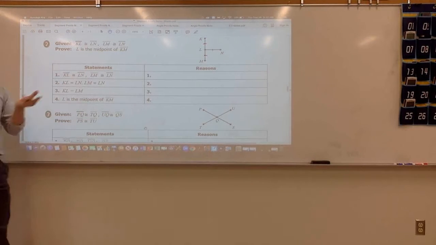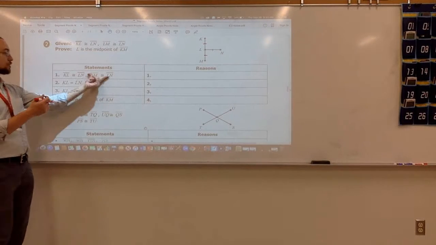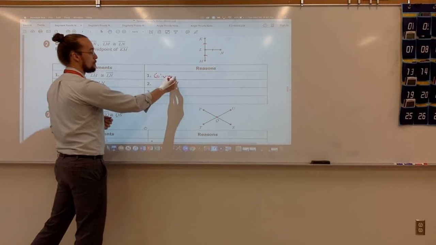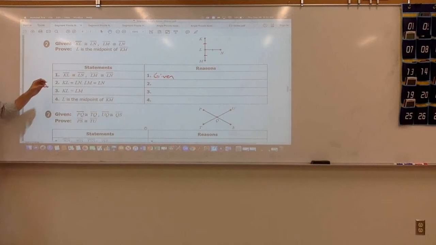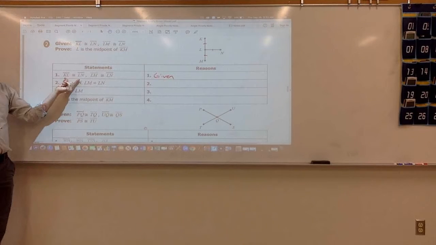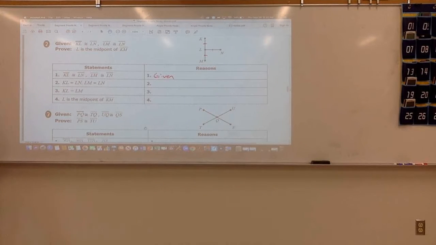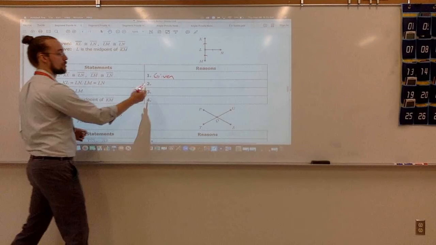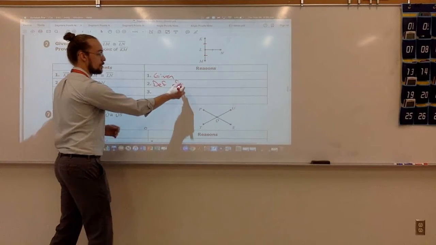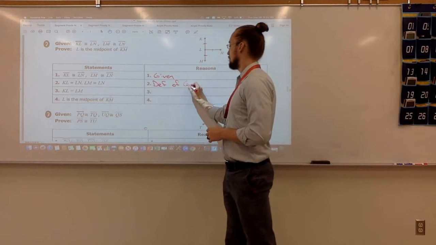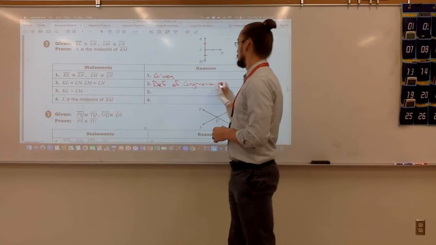All right, so now we can try to fill in our missing pieces of information here. What's the reason for the first line? Given. That's just what we're told. Now, how do I go from line 1 to line 2? In line 1, we're saying the segments are congruent, and then in line 2, I'm saying the lengths of those segments are equal. Which of my definitions or properties or postulates lets me say if segments are congruent, then their lengths are equal? Definition of congruence. The definition of congruence lets me say if segments are congruent, then their lengths are equal.